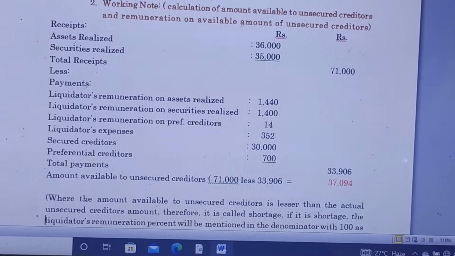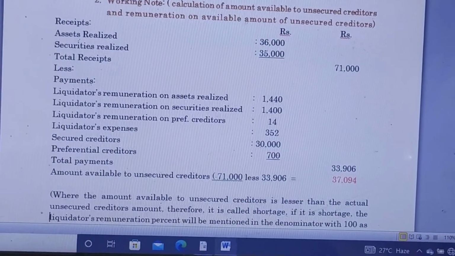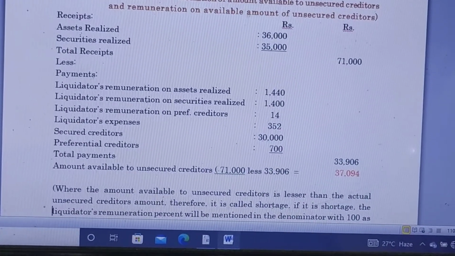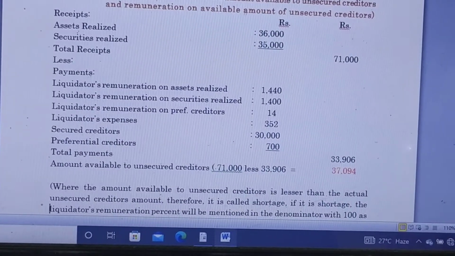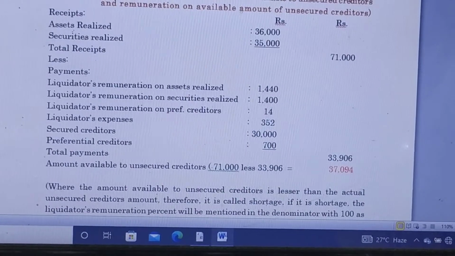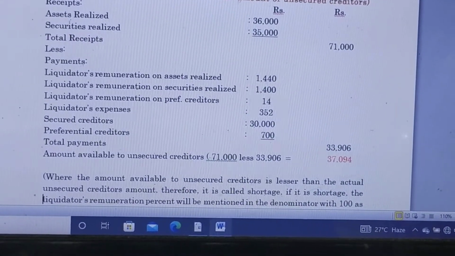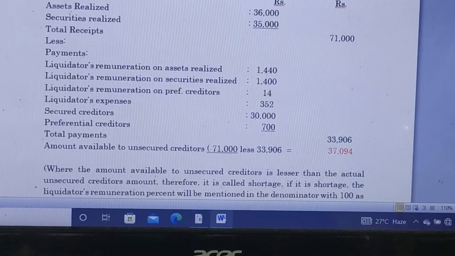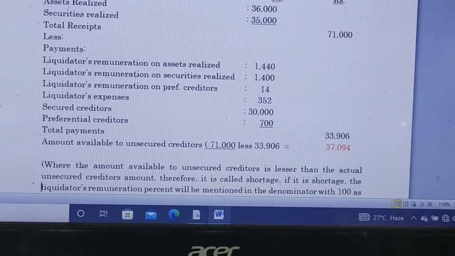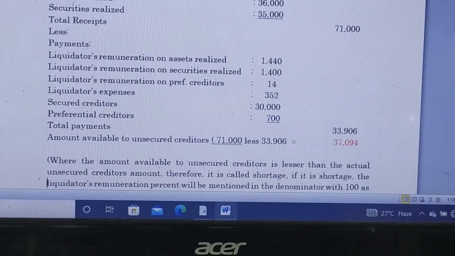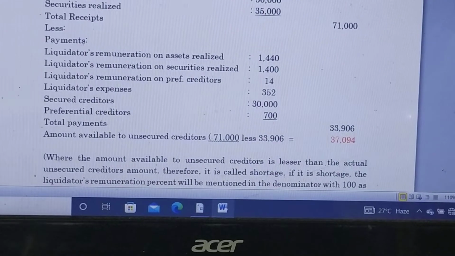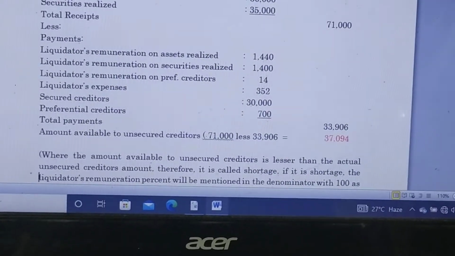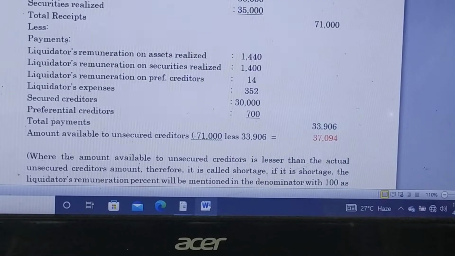Then we have to mention less, and after that, the payments. Under the payments, liquidator's remuneration on assets realized 1,440, which we have already found. And liquidator's remuneration on securities realized 1,400, which we have also found. Liquidator's remuneration on preferential creditors rupees 14, also already found. Liquidator's expenses 352 is from the question. Secured creditors 30,000 is also from the question. Preferential creditors rupees 700 is also from the question. These are the payments. We have to add all these amounts, we get 33,906. That is called the total payments.